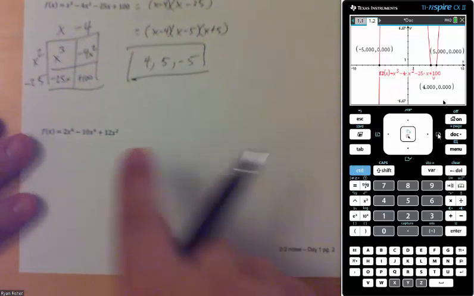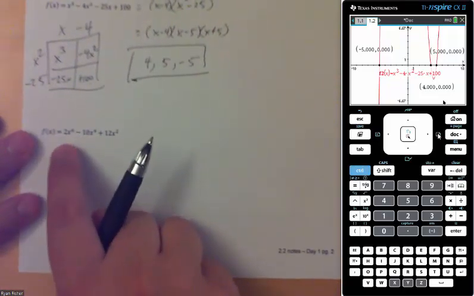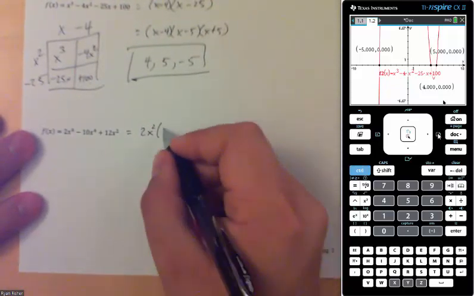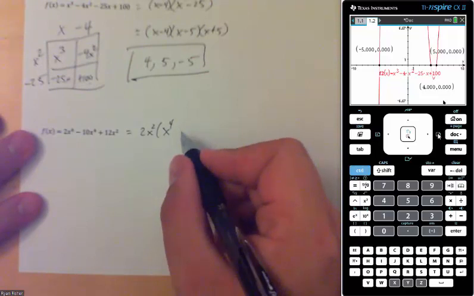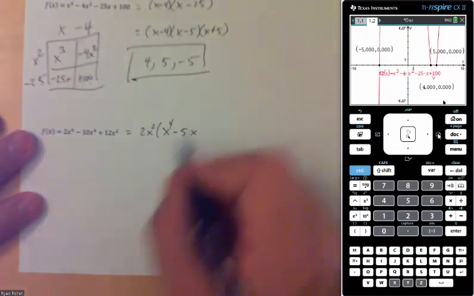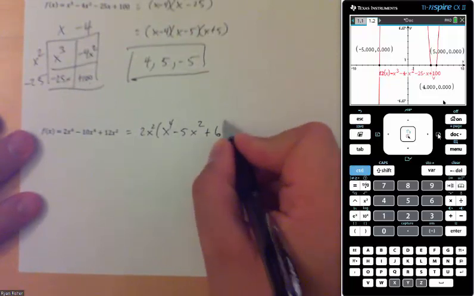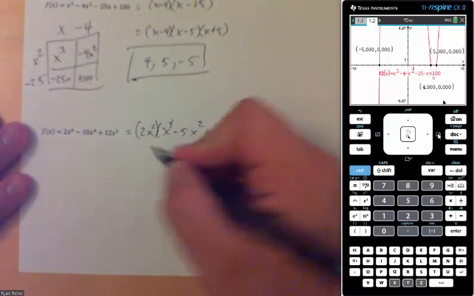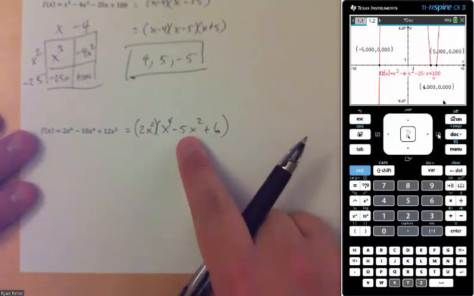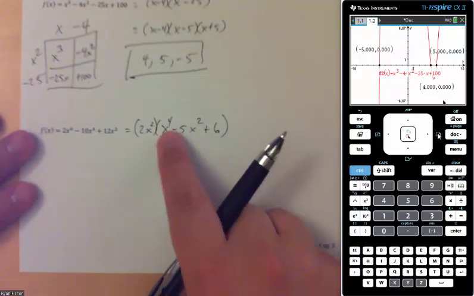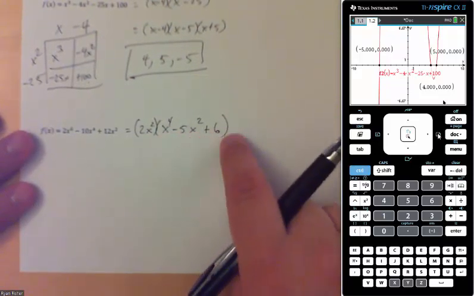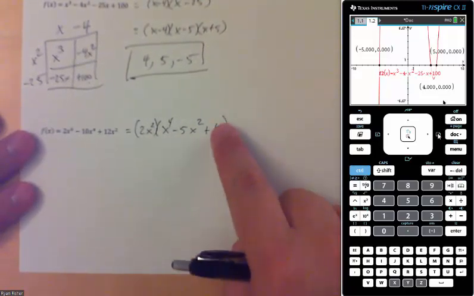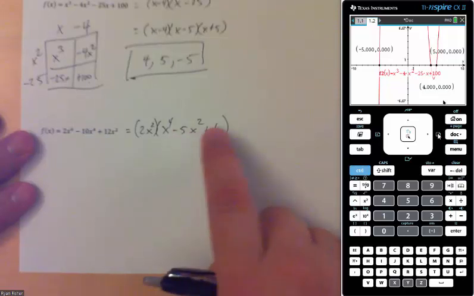Okay, and last one. Same game, let's factor this best we can. It looks like a 2 and an x squared are in common. And when I factor that out, I'm left with an x to the 4th, a minus 5x squared, with a plus 6. So I have two factors already, 2x squared and this. This has the same structure as y squared minus 5y plus 6, just there's x squareds in there. I think I need to find numbers that multiply to 6 but add to minus 5. I think that's negative 2 and negative 3.